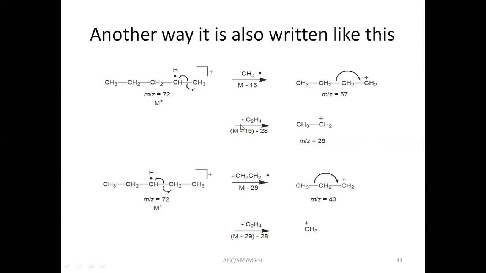In the same way, you can lose C2H4, that is ethyl. You are getting the next fragment, M by Z equal to 29 here. So in this way you can show the breaking of the middle bond between CH2 and CH2. So first the M by Z forms in this carbon hydrogen bond. So where it forms, we don't know.